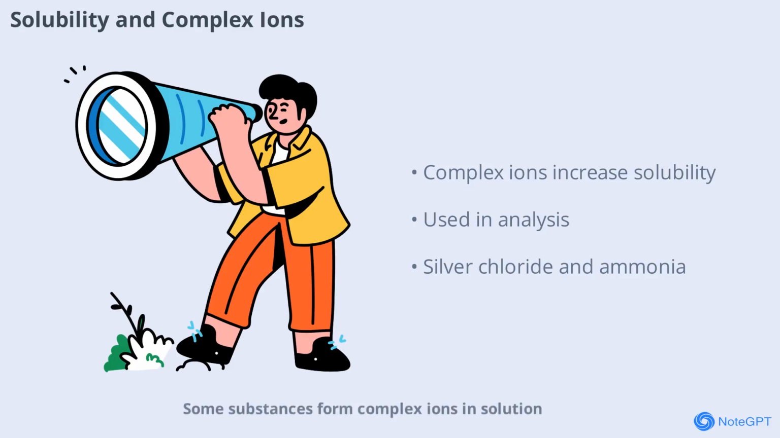Some substances form complex ions in solution, which can increase their solubility. For example, silver chloride is only slightly soluble in water, but adding ammonia forms a complex ion that dissolves much more easily. This principle is used in analytical chemistry to separate and identify ions.